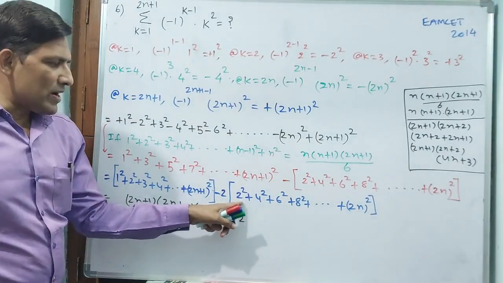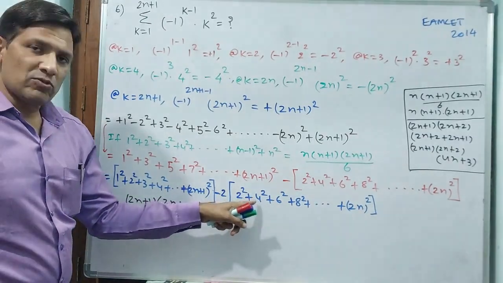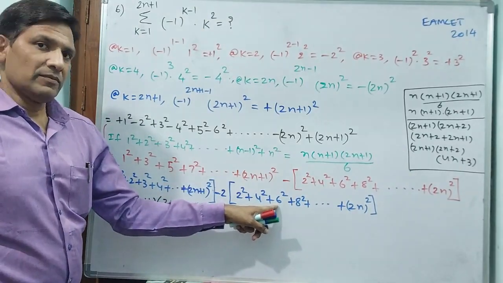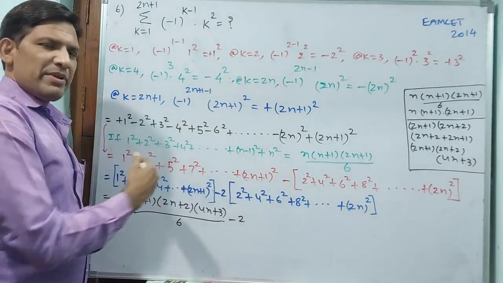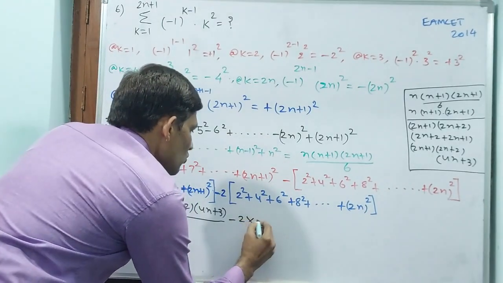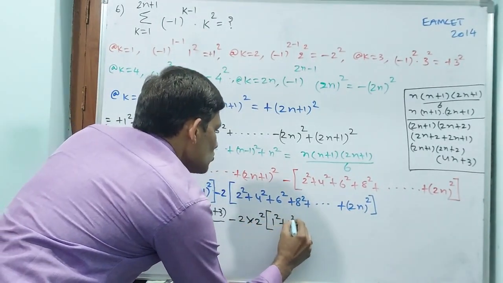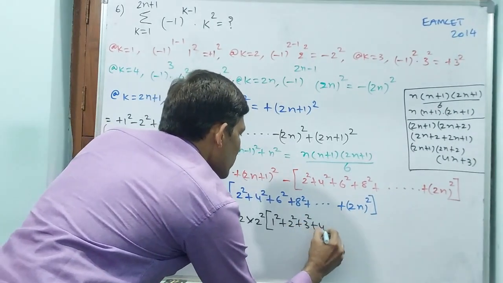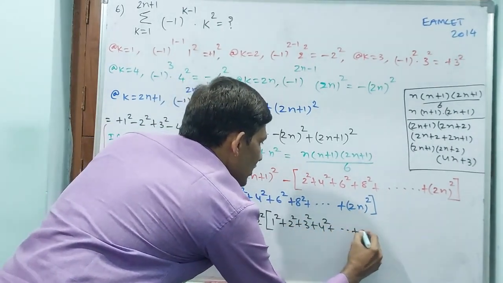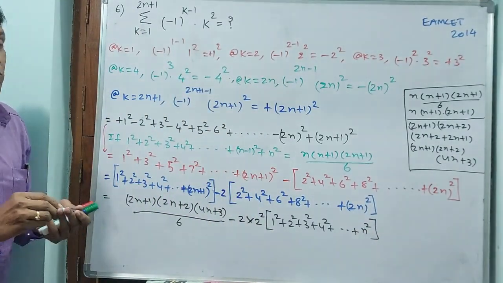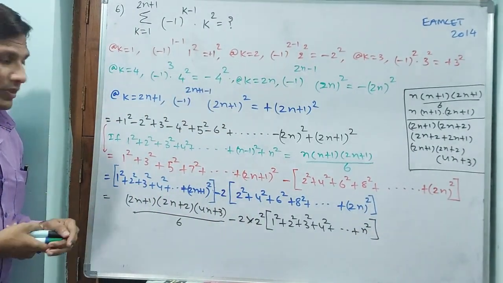Why? Because see, 2 square is there, 2 square is there, 2 square into 1 square, 2 square into 2 square, 2 square into 3 square. Like that I can split it. Okay, I am taking 2 square also common. Okay, 2 into 2 square, 1 square plus 2 square plus 3 square plus 4 square plus dash. Here also last n square will be there. Is it okay or not? You tell me. Why? Because you understand carefully this.